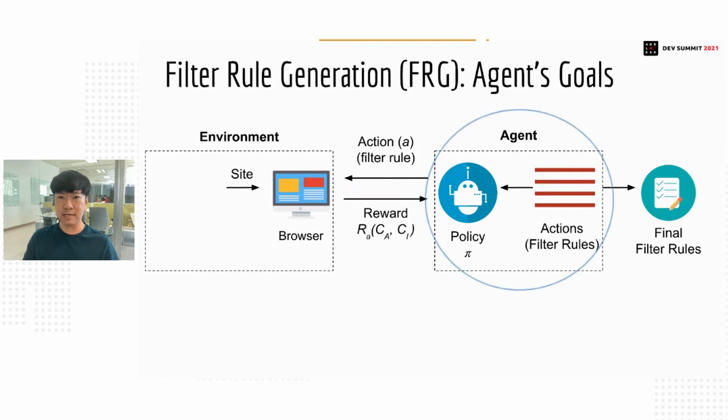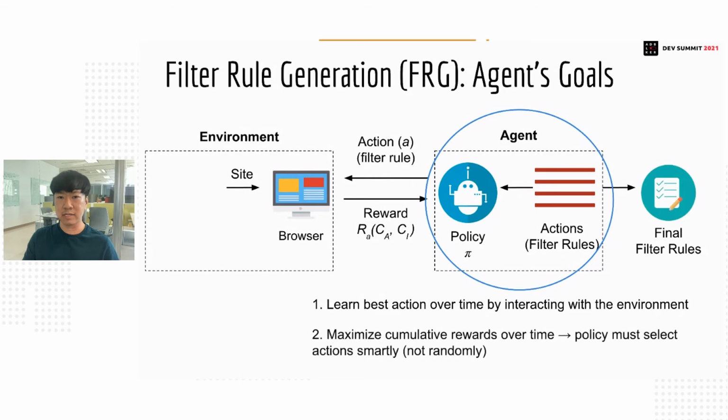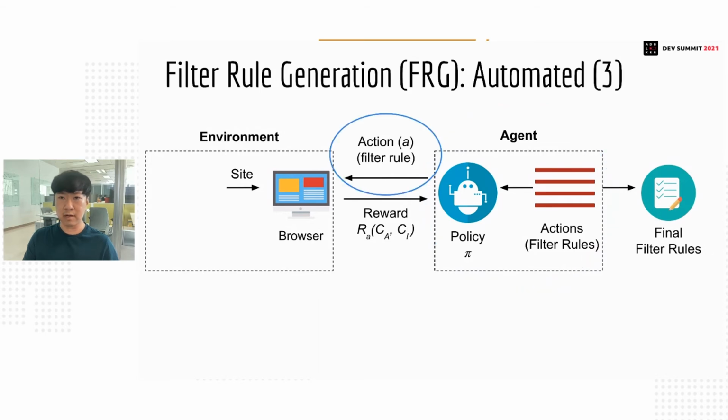And then let's revisit the goals of an agent. I've already mentioned that it needs to learn the best action over time by interacting with the environment, but it also needs to maximize the cumulative rewards over time. So basically what this means is that it enforces the policy to select actions smartly and not just randomly. And currently we're still exploring many of the policies that are available in reinforcement learning. And in doing so, we are basically replacing the human selecting the rules part with following the policy.